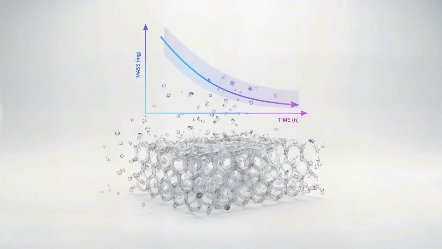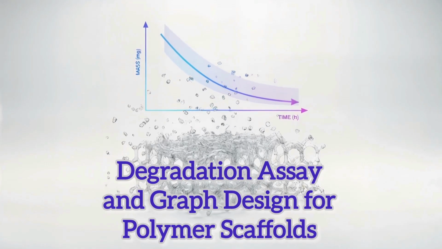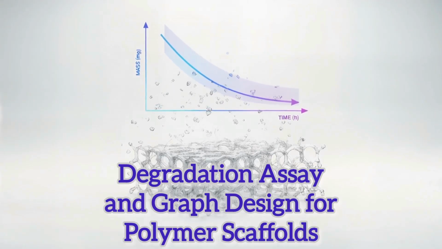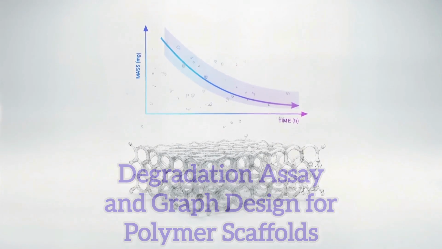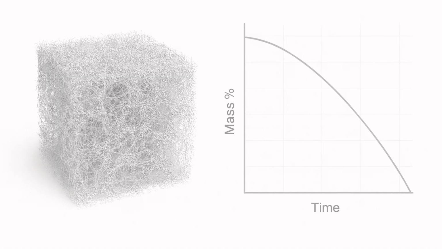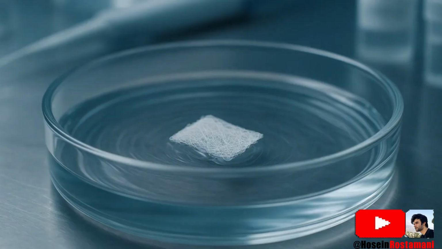Hi, in today's video we talk about how to perform degradation tests and plot degradation curves, specifically in the context of tissue engineering. When we design scaffolds or hydrogels for, let's say, cartilage repair, wound healing, or bone reconstruction, it's not enough that they just look good or feel right. We need to know how they break down over time.